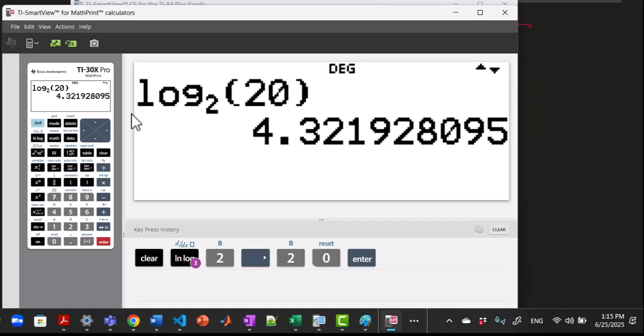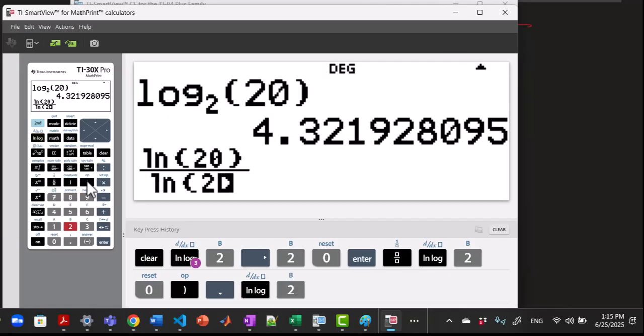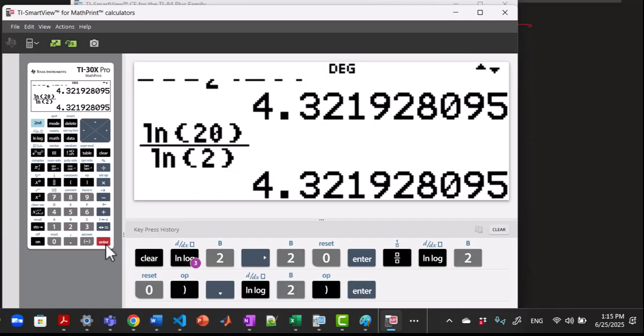And if you don't have a calculator that has log base, then you use the change of base formula. So to take the log base 2 of 20, it's the log of any base of 20 over the log of any base of 2. Just remember the big number goes on top, the number that's towards the bottom here goes on bottom. So if I take as a fraction the log, any base, I'll use natural log of 20 over natural log of 2, I get the same number.